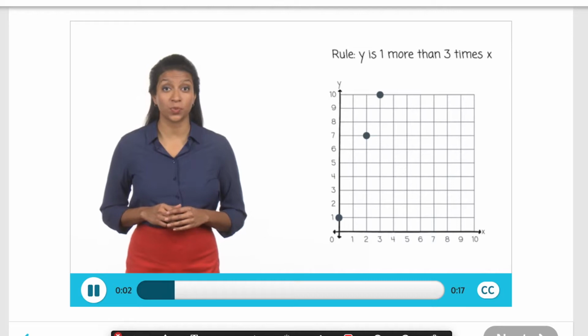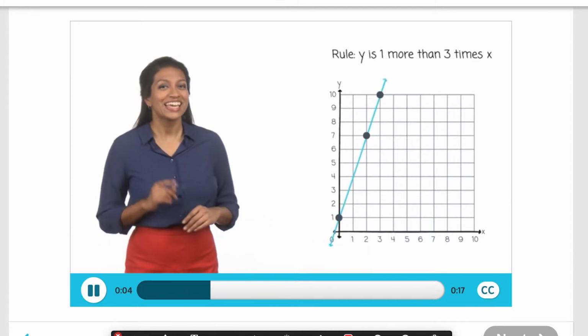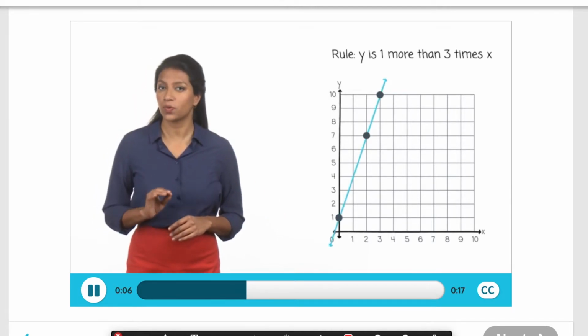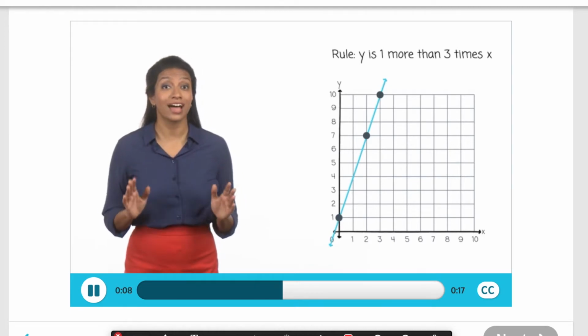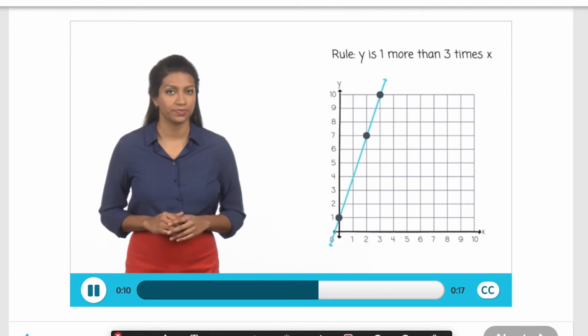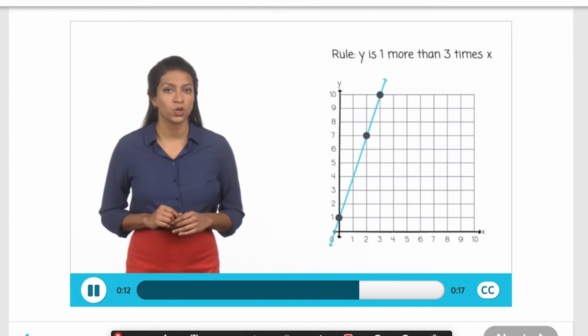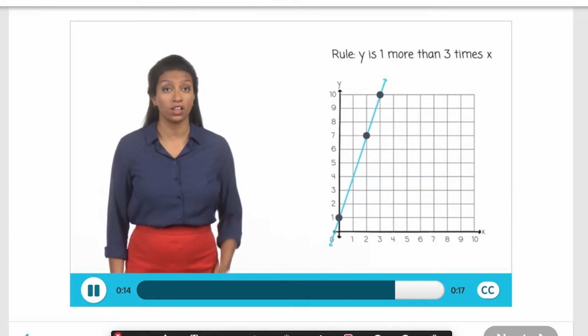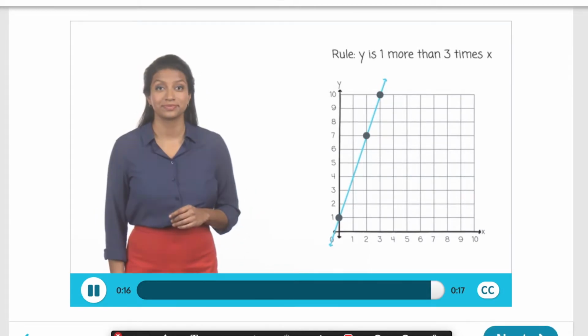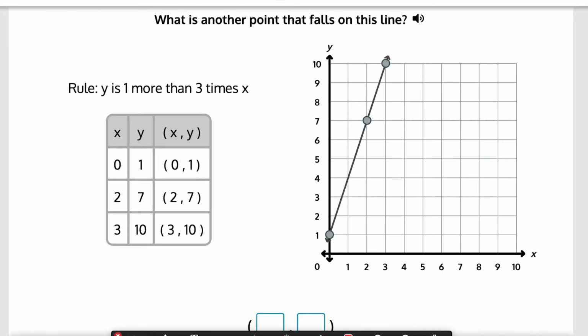Let's draw a line through these points like this. Even though we only have 3 points plotted, there are a lot more points that fall on this line. Think about this rule carefully. What is another point that would fall on this line? Well, let's actually just look at the line and see if we can identify another point in its coordinates. So I'm noticing right here is a point.